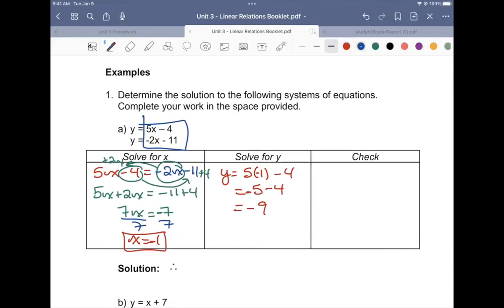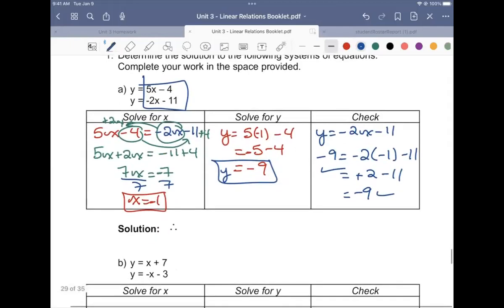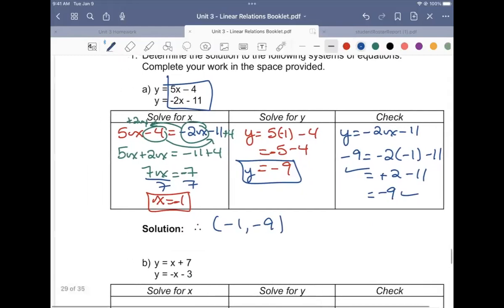Now, if I go through and double check that, I'm going to take, say, my first equation again, or sorry, I'm going to take my second equation, y is equal to negative 2x minus 11, and I'm going to substitute these points in. So I will get negative 9 is equal to negative 2 times negative 1 minus 11 is equal to negative 2. Sorry, positive 2 minus 11 is equal to negative 9. Left side equals right side. Therefore, my solution is negative 1, negative 9.